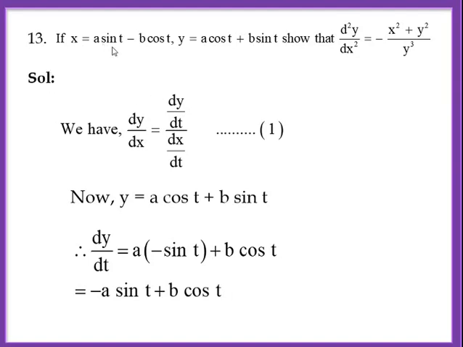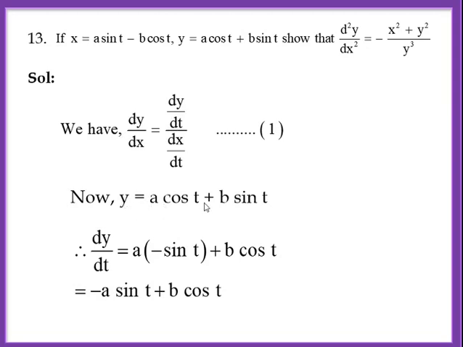If x equal to a sin t minus b cos t, y equal to a cos t plus b sin t, show that d2y by dx square is minus x square plus y square upon y cube. Okay, this is basically a case of parametric function. X and y are expressed as functions of a third variable t. So this is the derivative.